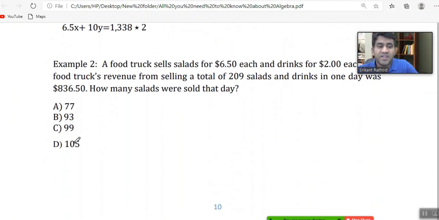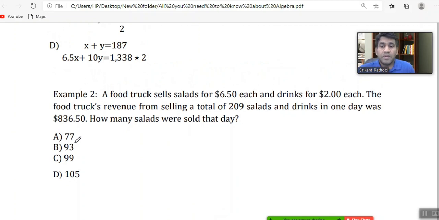let's consider another example here. A food truck sells a salad for $6.5 each and a drink for $2 each. The food truck's revenue from selling a total of 209 salads and drinks in one day was $836.50. How many salads were sold that day?